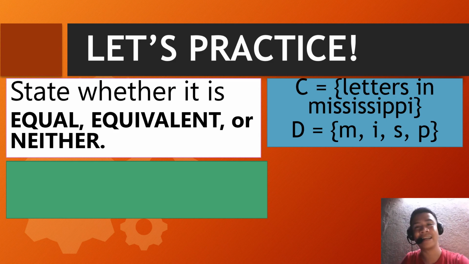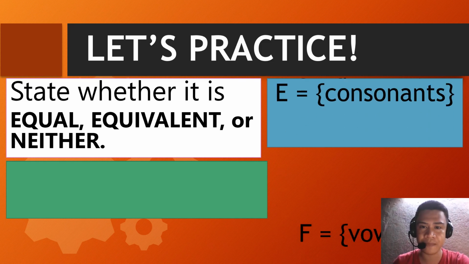Equal set. Since the letters in Mississippi are M, I, S, S, so that serves as one letter only. So, meron tayong singularity dito. I, another I, we have S din, we have I, and we have letter P. So, we have only 4 letters. So, M, I, S, P. And this is equal set.